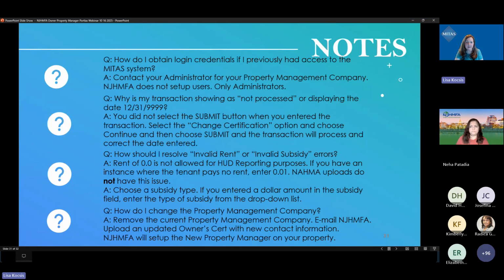How do I resolve invalid rent or invalid subsidy? Again, the invalid rent errors when we have a rent of 0 is something that HUD does not like to see, 0 rent. And so that's why it's flagged here. And we also want people to manually enter their rents when they're on our portal, entering transactions manually. So just put in a penny, put in $1, and the New Jersey staff will understand that to mean this is a 0 rent unit.